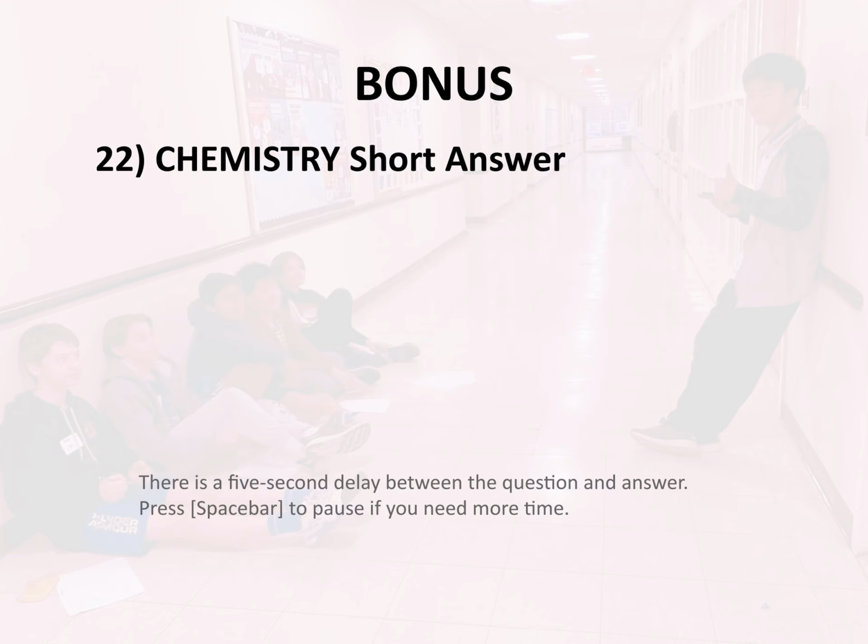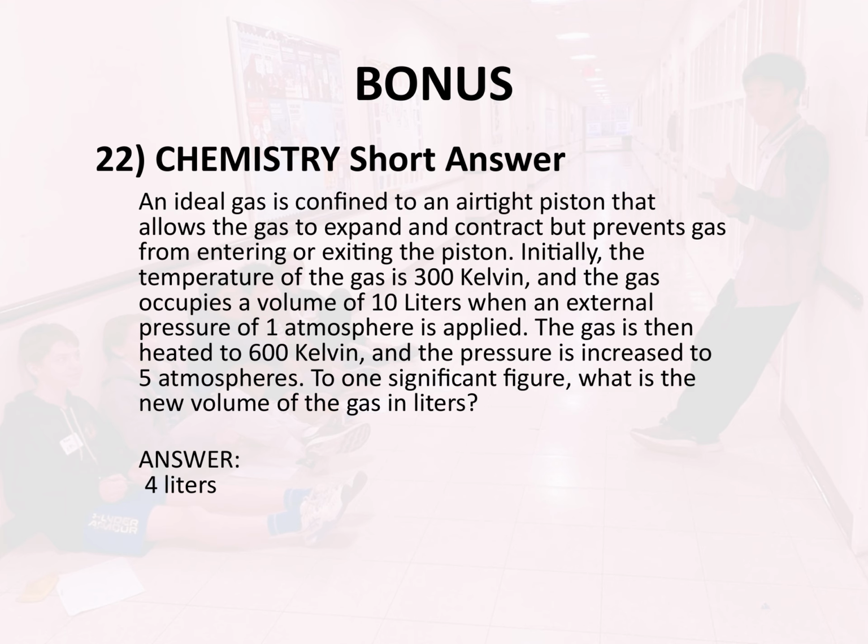Bonus 22. Chemistry. Short answer. An ideal gas is confined to an airtight piston that allows the gas to expand and contract but prevents gas from entering or exiting the piston. Initially, the temperature of the gas is 300 Kelvin, and the gas occupies a volume of 10 liters when an external pressure of 1 atmosphere is applied. The gas is then heated to 600 Kelvin, and the pressure is increased to 5 atmospheres. To one significant figure, what is the new volume of the gas in liters? Answer: 4 liters.